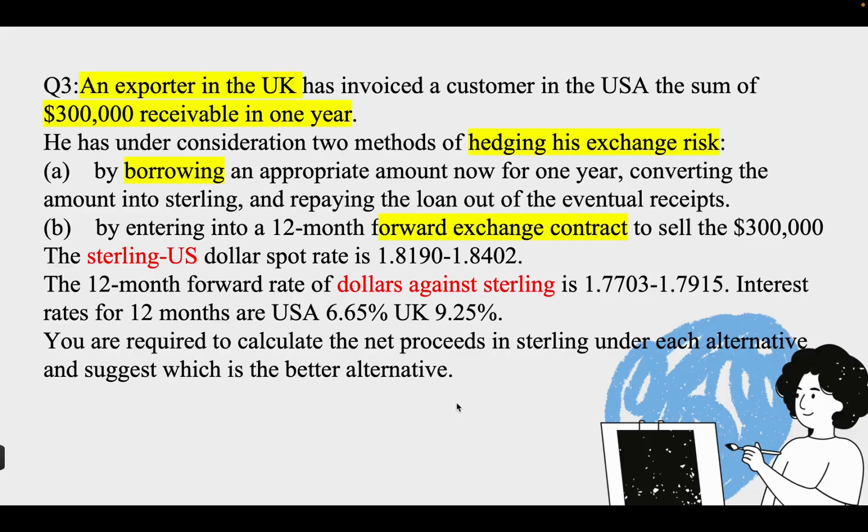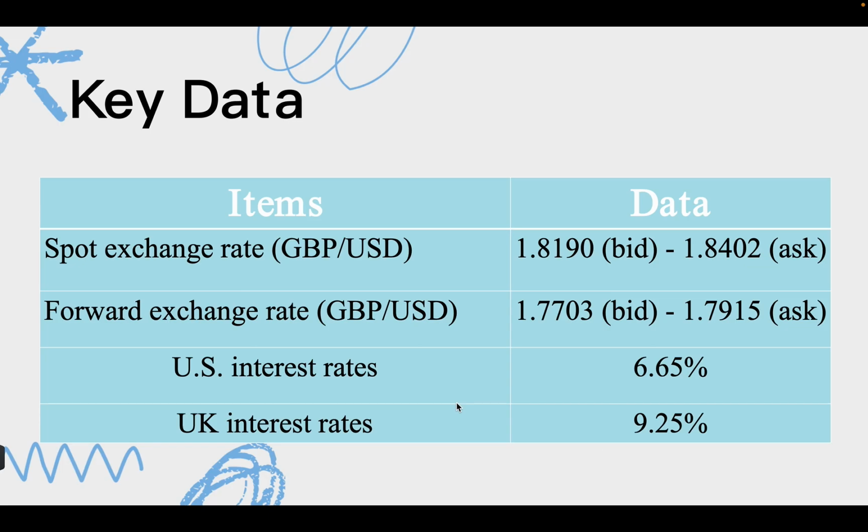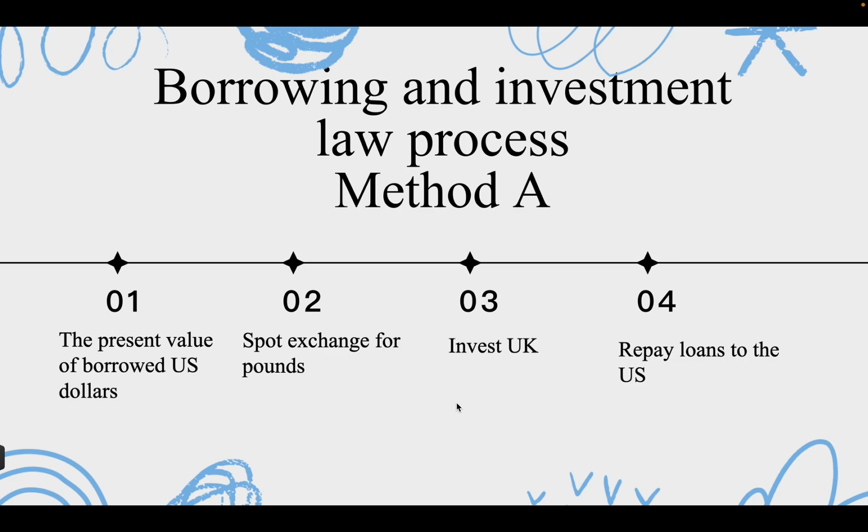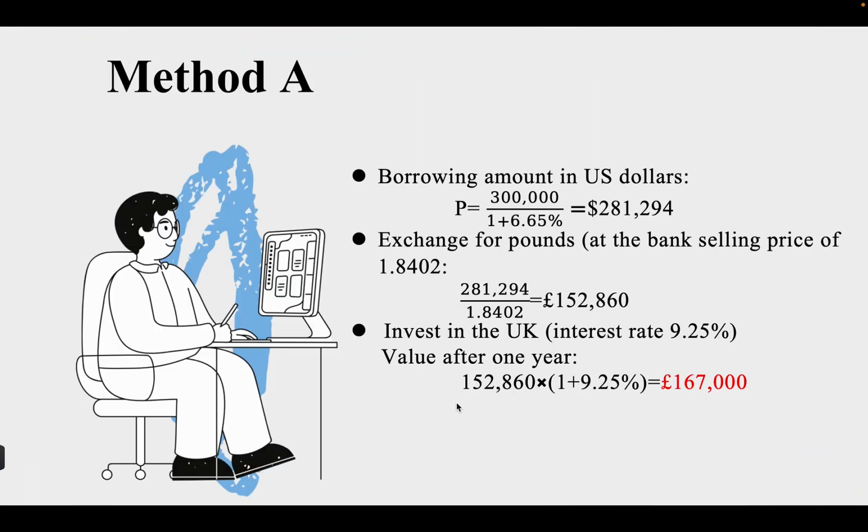Now, let's analyze in detail the implementation process and final returns of these two programs based on real market data. First, we will explain the money market hedging program. Exporters need to operate in 3 steps. The first step is to borrow dollars in the US market.